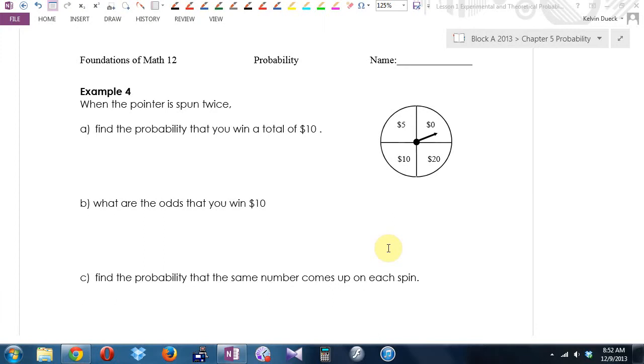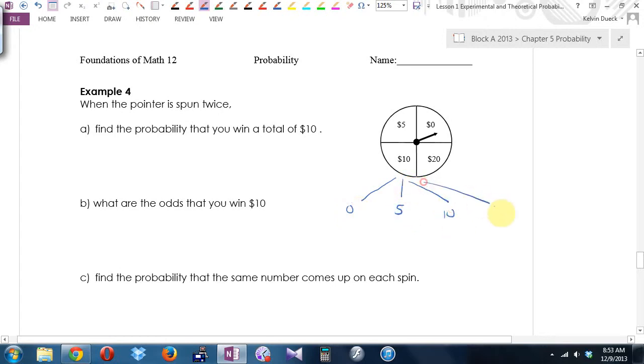Twice. 2 spins, I'm going to do a tree. On the first spin, what could I get? A 0, a 5, a 10, or a 20. So my tree is going to look like this. On the first spin, I could get a 0, a 5, a 10, or a 20. There's spin 1. On the second spin, what could I get? A 0, a 5, a 10.